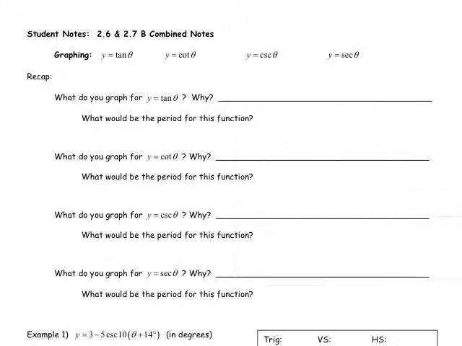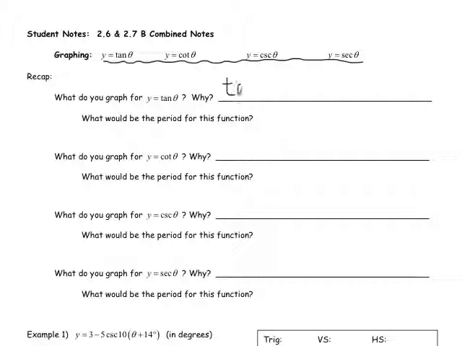Alright, so today we're doing an overview of the 4 trigs that we've been graphing. For the past week we've been graphing y equals tangent theta, y equals cotangent theta, y equals cosecant theta, and y equals secant theta. So just a really quick recap. For y equals tangent of theta, we're going to graph.